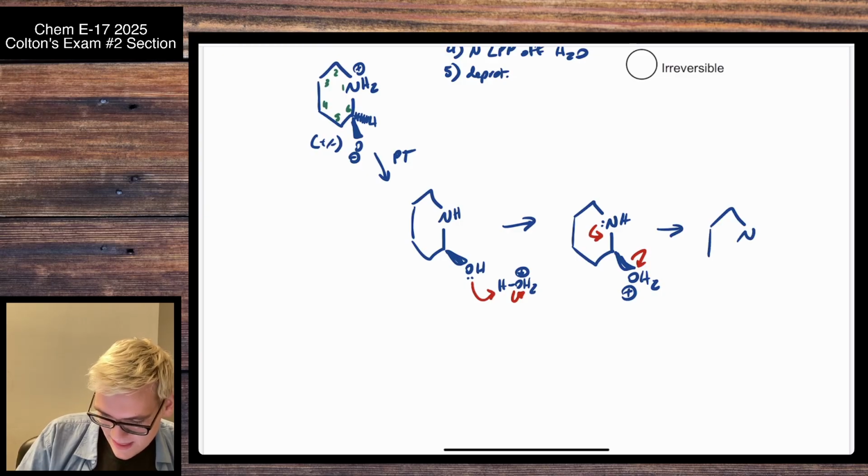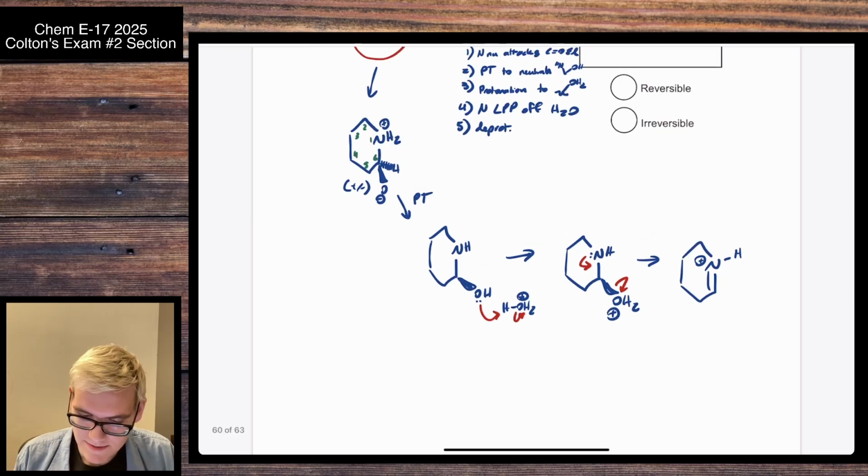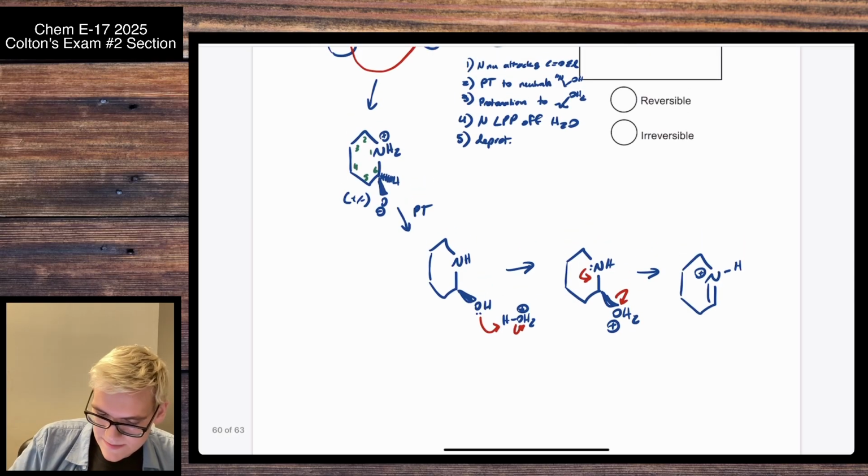Okay. Then we now have this, where we have formed our imine, but we still have the hydrogen on it, so it's positively charged, and so we do our step 5, our deprotonation. So we need something in the solution, probably just a water, to come in and do a final deprotonation.